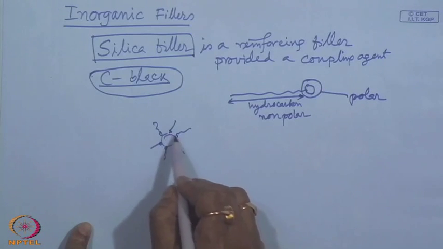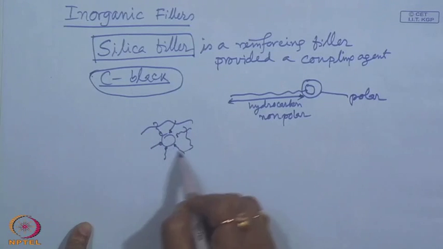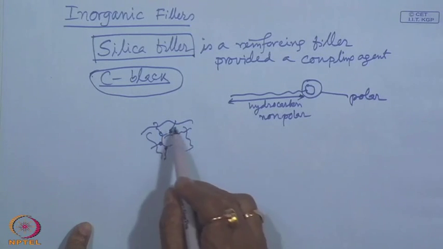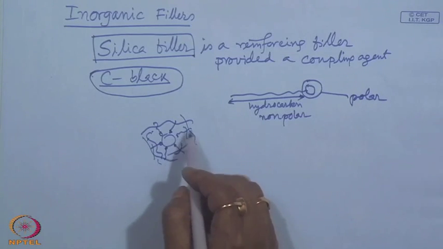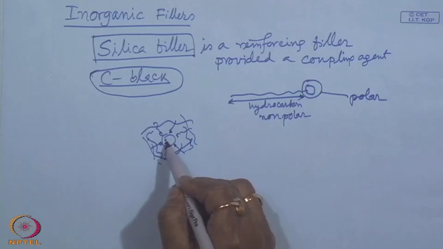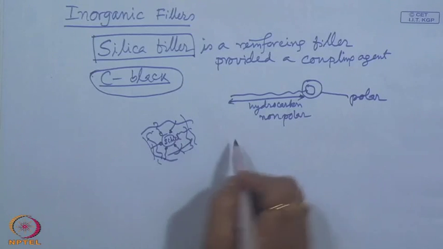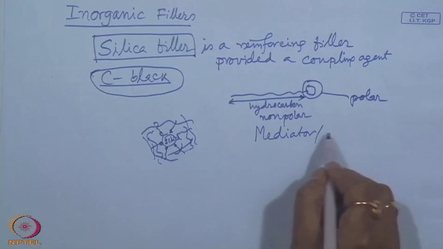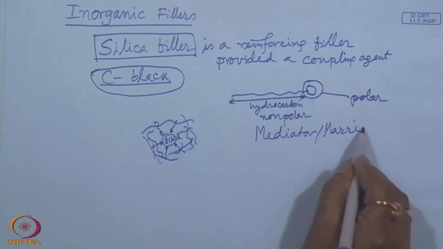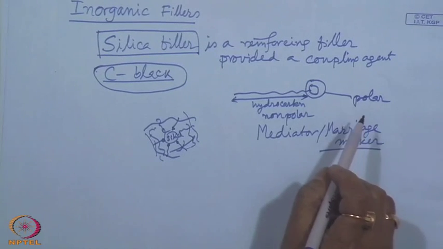So, the silica particle will interact with the polar group of the coupling agent, and the rest of the coupling agent will interact with the polymer chain. That way, interaction between the silica filler and the polymer will be developed through this coupling agent. This is nothing but a mediator or marriage maker. This is known as a coupling agent.